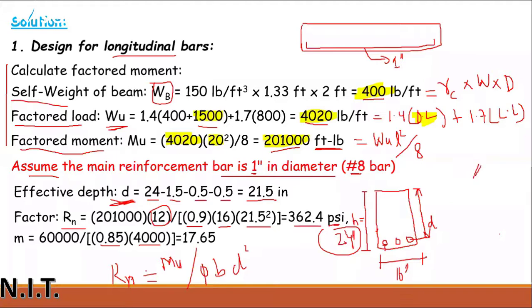If the bar number is 4, what will be the diameter? That diameter will be equal to 0.5. If the bar number is 6, the diameter will be equal to 0.75. If the bar number is 3, the diameter, as I have told you, will be 0.375. These are the different diameters: 4 divided by 8 gives the diameter, 6 divided by 8 gives you the diameter of that bar, 3 divided by 8 gives you the diameter of that bar. Clear?